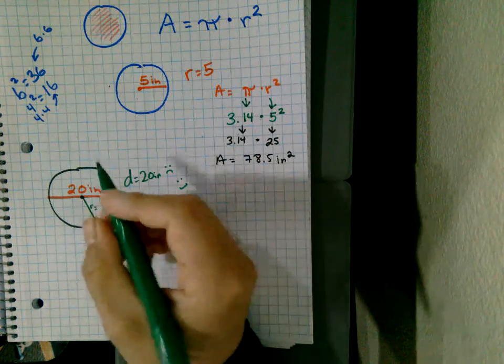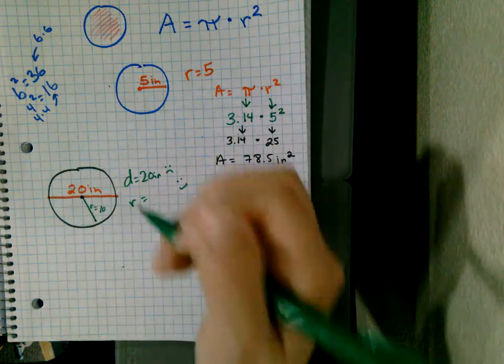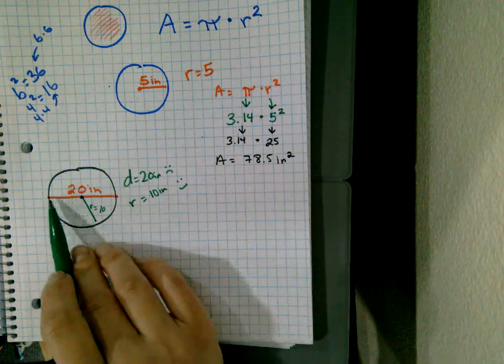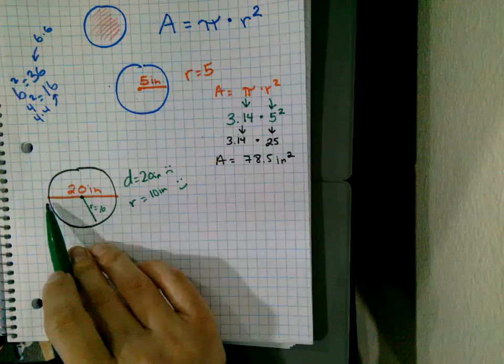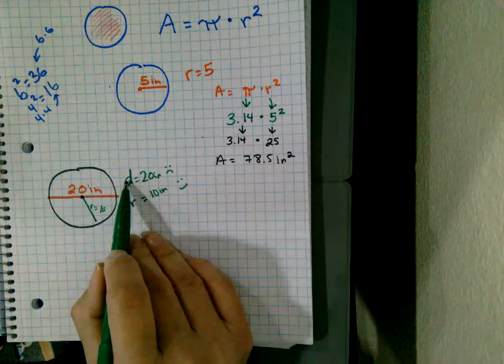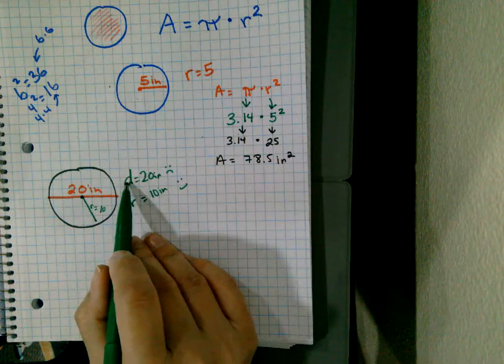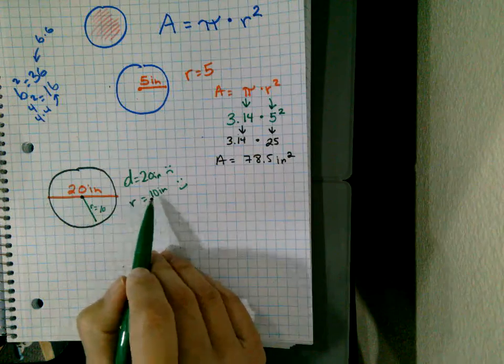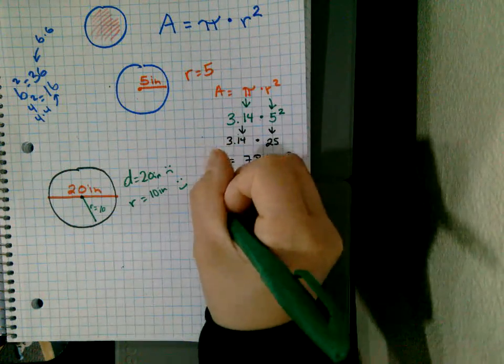The radius of the circle would be 10. 10 inches, right? It would be half. So if the whole line goes across the whole thing, that's called the diameter. I don't need the diameter for this problem. I need it for circumference. Don't need it for this one. Here, I need the radius. Okay, there it is. Radius is 10. That makes me happy. All right, let's plug it in.